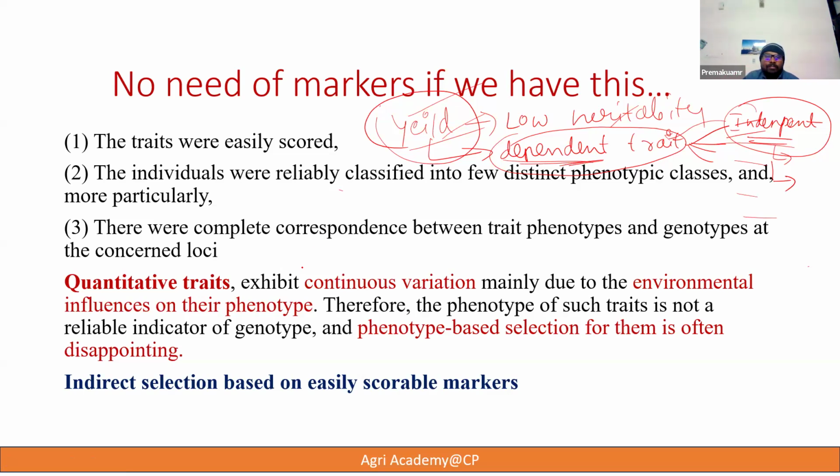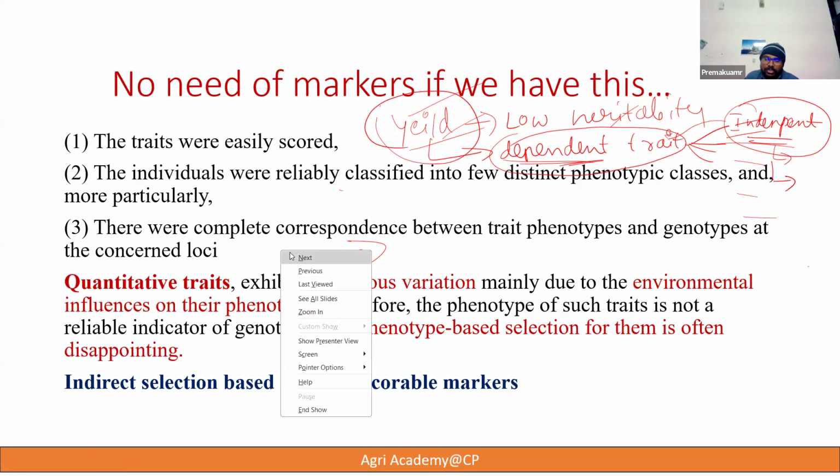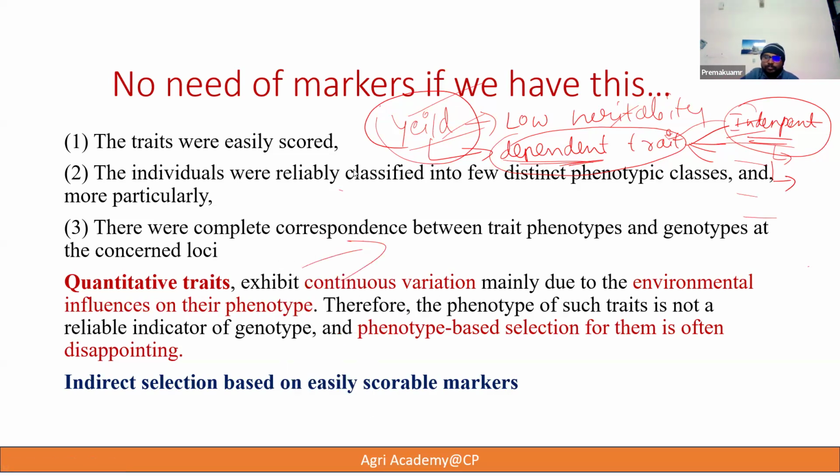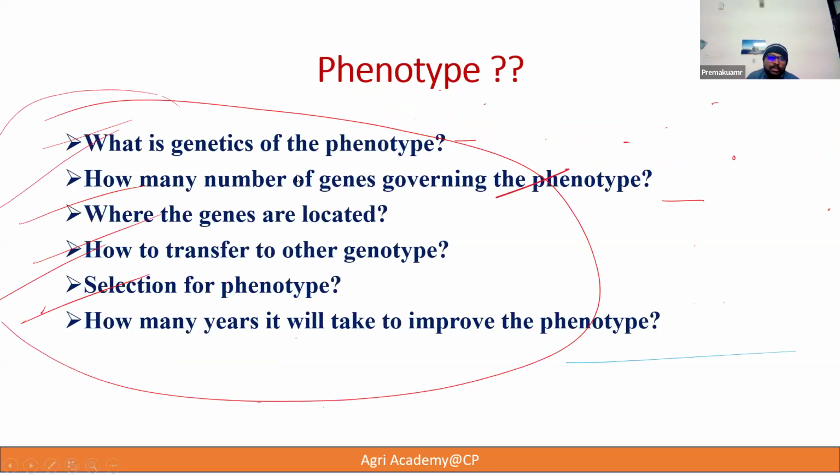Why is breeding for quantitative inheritance very difficult? Can anyone tell in 2 sentences? It is there in the slide, I will skip this. Everyone says breeding for a quantitative trait is very difficult. Why is it so? Can anyone give a two-line answer for that?